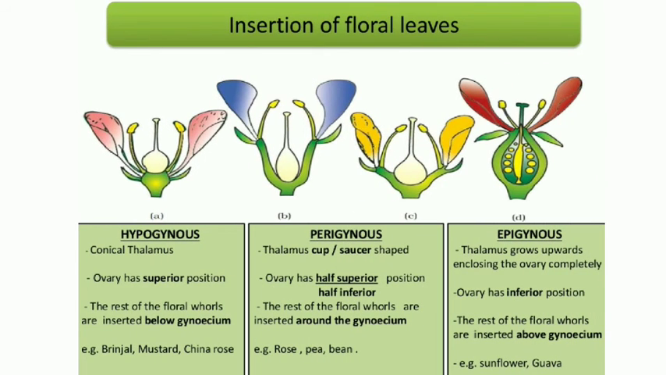And lastly, the flowers can be classified into 3 types based on insertion of the floral leaves or floral whorls, right. First is hypogynous, second is perigynous, third is epigynous. First, hypogynous: the flower has a conical thalamus and the ovary is superior in position, and the rest of the floral whorls are inserted below the gynoecium. Means the ovary is at the top, the other parts are arising at the base of the gynoecium. So the name hypogynous: hypo means below gynoecium. Examples: brinjal, mustard, china rose, etc.